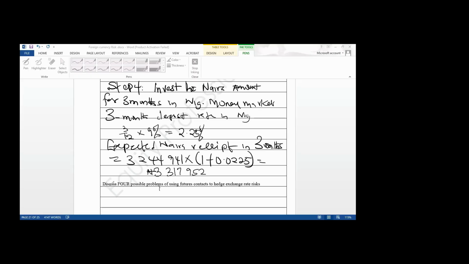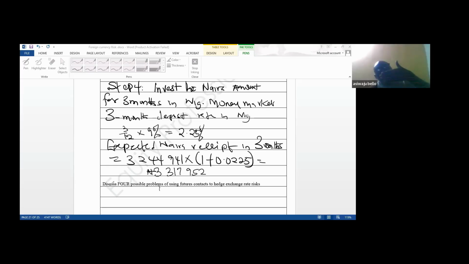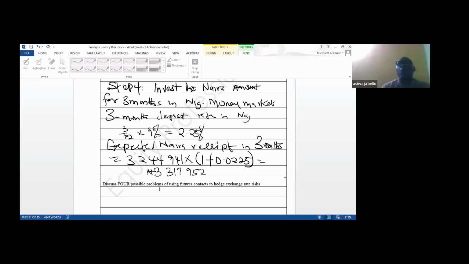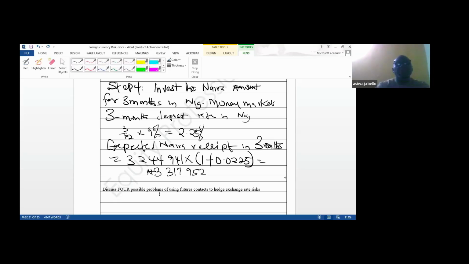Look at the first step. That amount will be invested for the period of the transaction, 3 months. You can now recommend, should we use money market hedging, or should we use forward market hedging for this transaction?